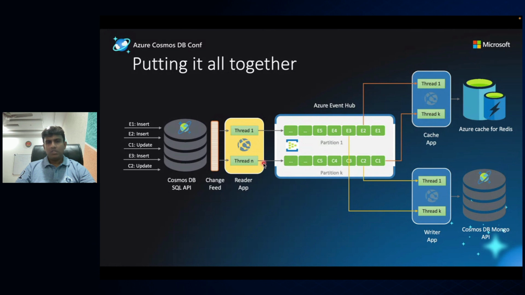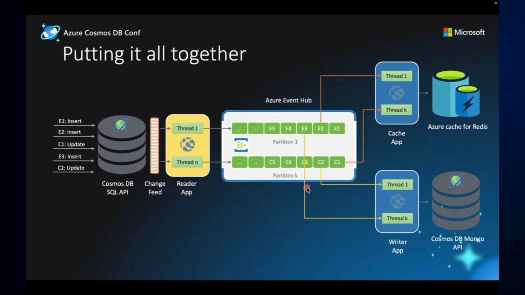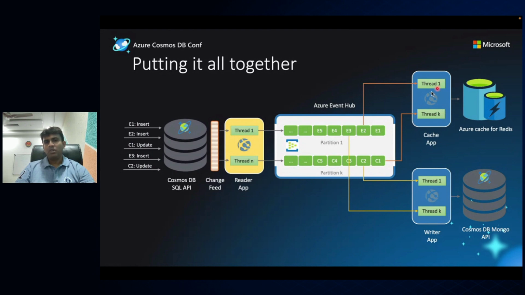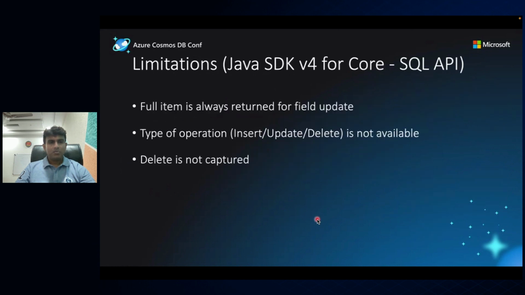With respect to scalability, as you could see, each of these layers can be scaled out independently. If you want to spin off multiple instances of the reader app, one per logical partition, we could do that. Azure Event Hub could be scaled out by having more partitions. And on the writer side, again, you could have multiple instances of the writer app, one per partition in the Azure Event Hub. So we could build an enterprise grade ETL pipeline with all of these services put together. So we saw the demo, we saw the code.